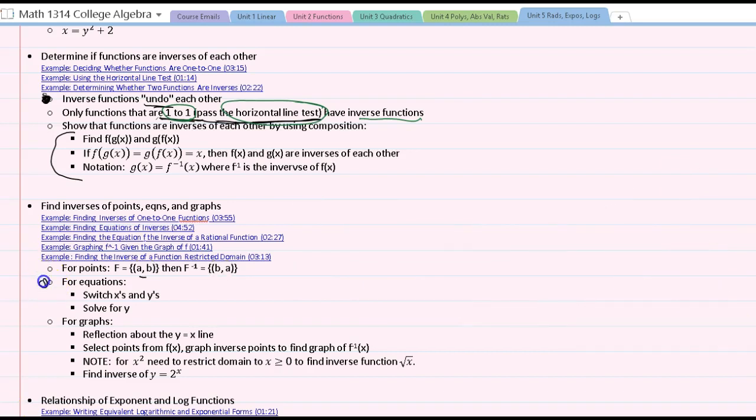If we're given equations, we can actually find the inverses by switching the x and y's. So if we had y is equal to 2/3 x plus 5, and we want to find the inverse, then I'm going to switch the x's with the y, so this would be x = 2/3 y + 5. So I just switched them, and now we have to solve for y.